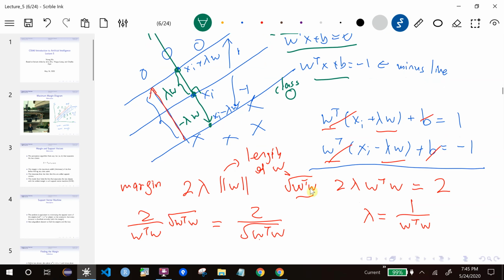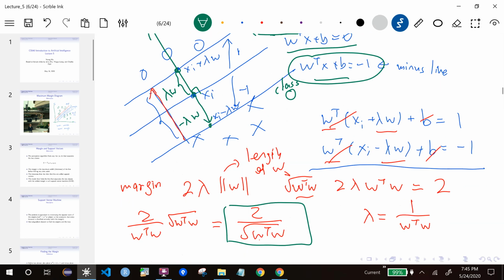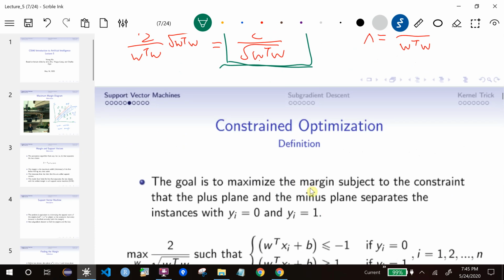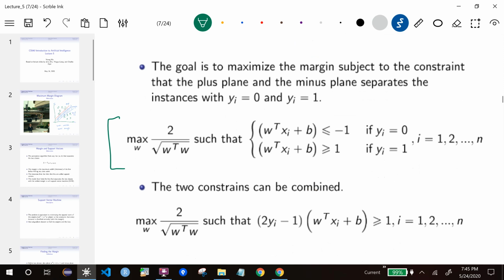Great, now we have an expression for the margin, and we can set up the optimization problem. All the class 1 points should be above this, and all the class 0 points should be below this. And also we want to optimize this margin. This is our problem. Let me repeat this. When the class is 0, we want it to be below the minus line, or the minus plane. When the class is 1, we want it above the plus plane. And we want to minimize the margin.